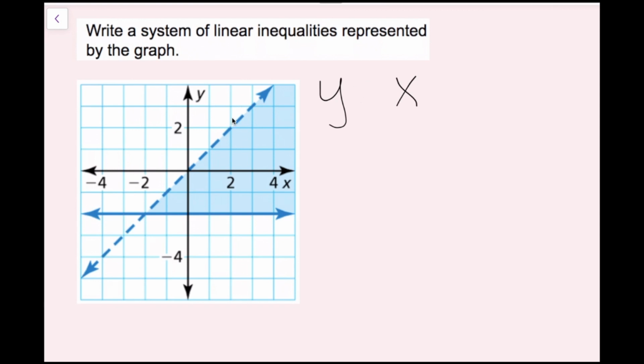And now I want to figure out what this inequality is. Okay. Well, I know I have a dashed line, so it's not going to be equal to. It's either going to be y is greater than x or y is less than x. If you look here, the shaded region is directly below the dashed line. So since it's below, this is going to be y is less than x.